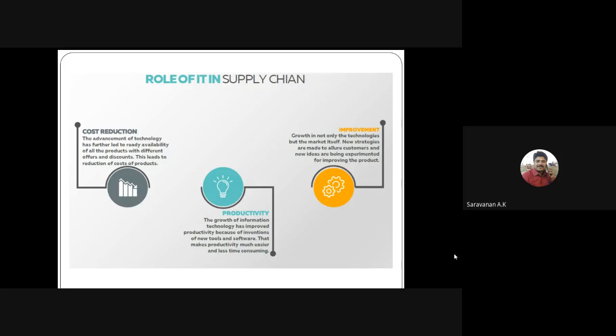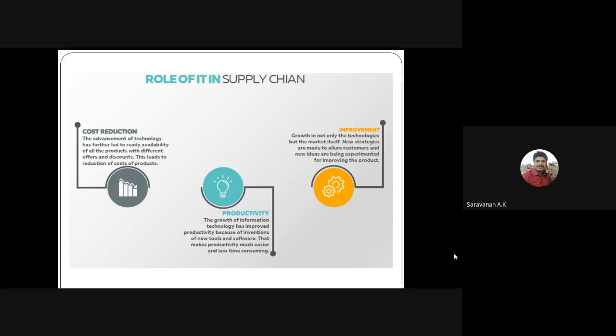Information technology plays a vital role in enhancing the performance of the supply chain drivers, right? So you already know the drivers. What are the drivers in the supply chain? Anyone? In the first unit itself we discussed the drivers, what the supply chain drivers are and how they work. We learned that in the first unit itself.